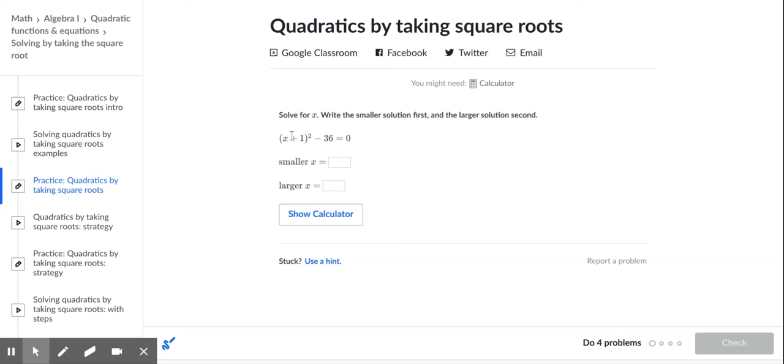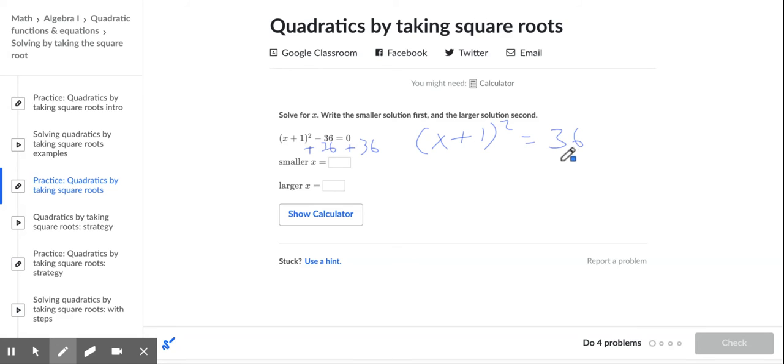So this is the situation where the squared thing is not just the x, it's x plus something or x minus something. That's fine. We're still going to get the squared thing by itself. So we're still going to add 36 to both sides. Oops, I forgot to click on my pen. So we're adding 36 to both sides. So we have x plus 1 squared equals 36. So now we have the squared thing by itself.